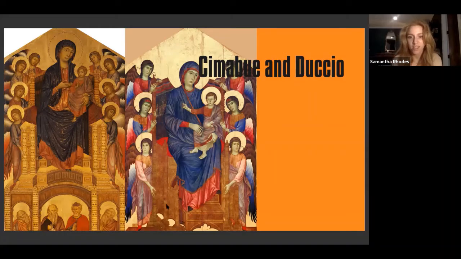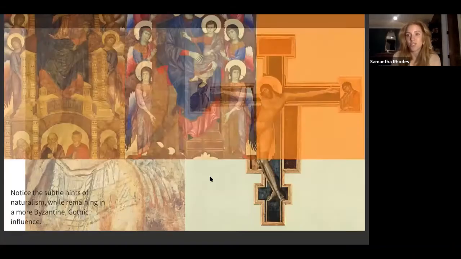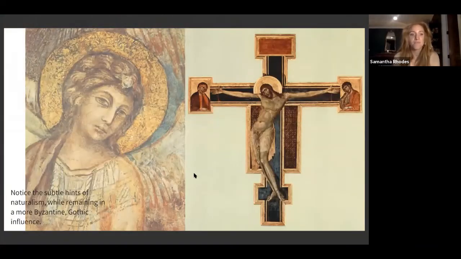And we can see this shift. It seems like the Virgin is actually sitting on a throne and she's not just hovering above this throne. So we can see that there is a definite shift in interest into realistic perspective. And notice with these in particular, the subtle hints of naturalism while remaining in a more Byzantine Gothic influence.